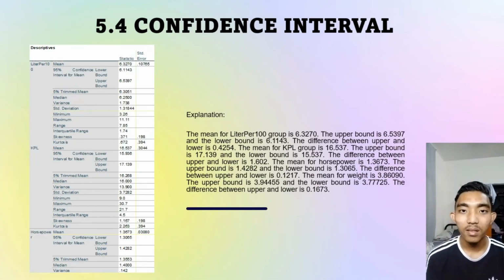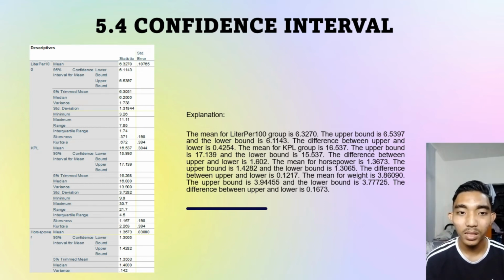5.4 Confidence interval. The mean for liter per 100 group is 6.3270. The upper bound is 6.5397 and the lower bound is 6.1143. The difference between upper and lower is 0.4254. The mean for KPL group is 16.537. The upper bound is 17.139 and the lower bound is 15.537. The difference between upper and lower is 1.602.